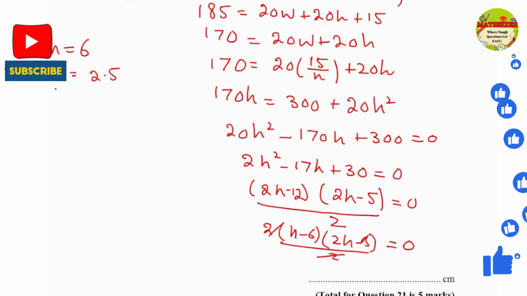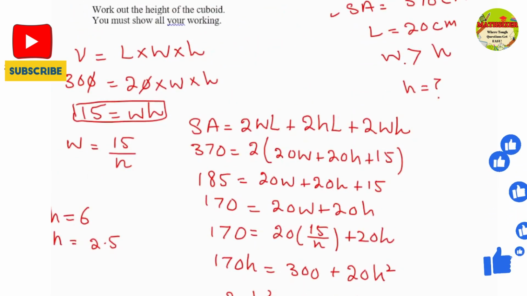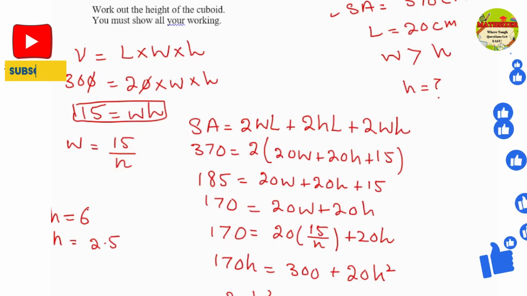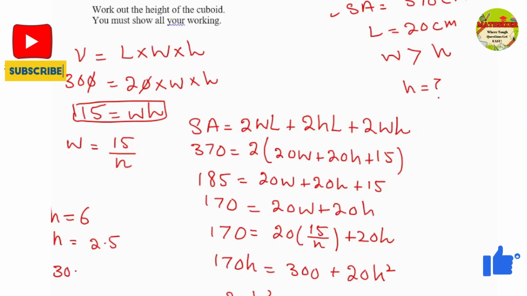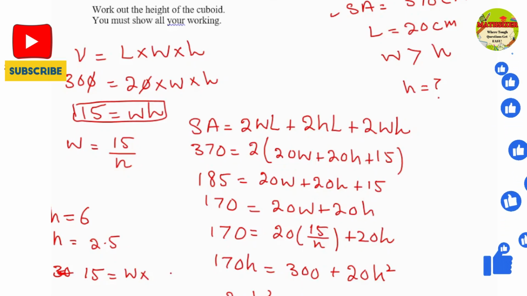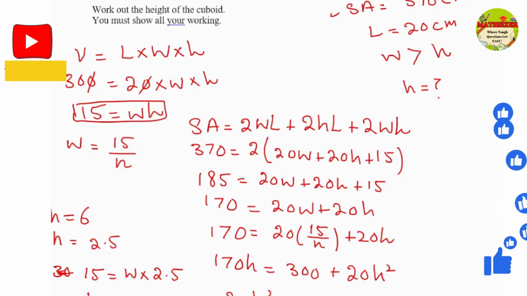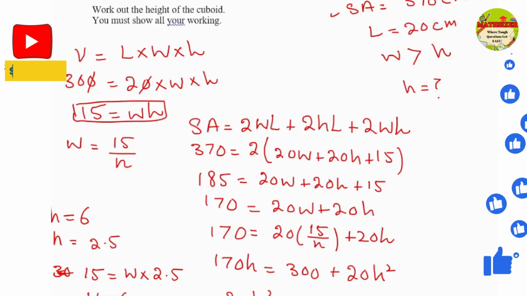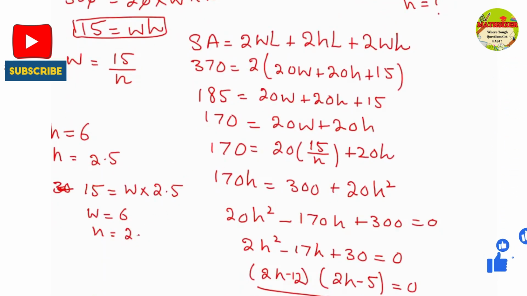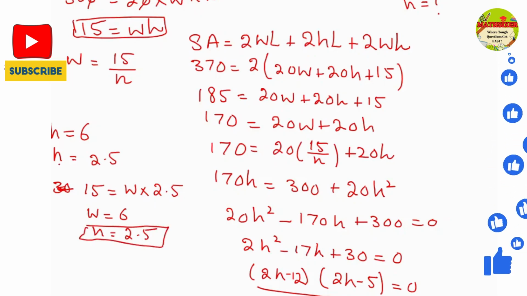What does the question actually say? We have been given the volume, and we have been given that the W value is greater than H and length is 20. If we use the volume value, the volume is 300. Okay, so let's use this one: 15 is equal to W times 2.5. Let's see what value we will get for W. So we'll get W is equal to 6 and H is equal to 2.5. It means width is greater than height. So height is equal to 2.5.